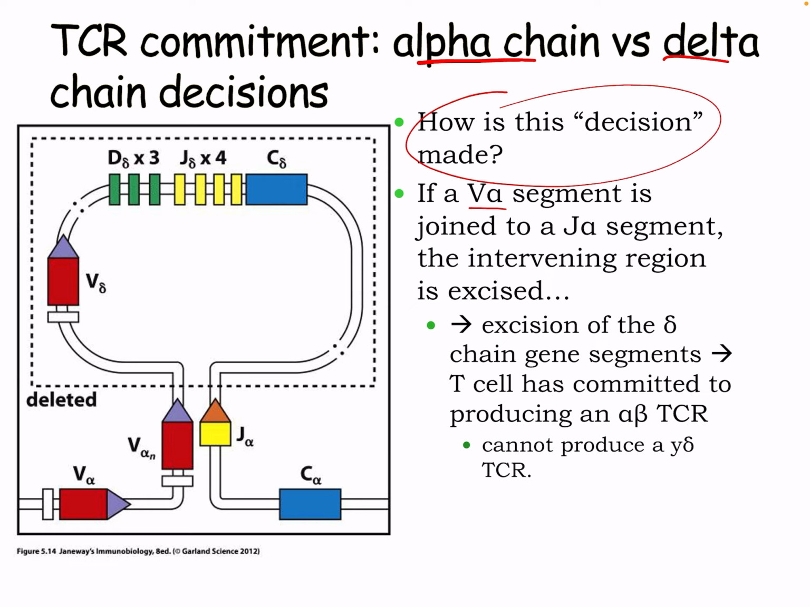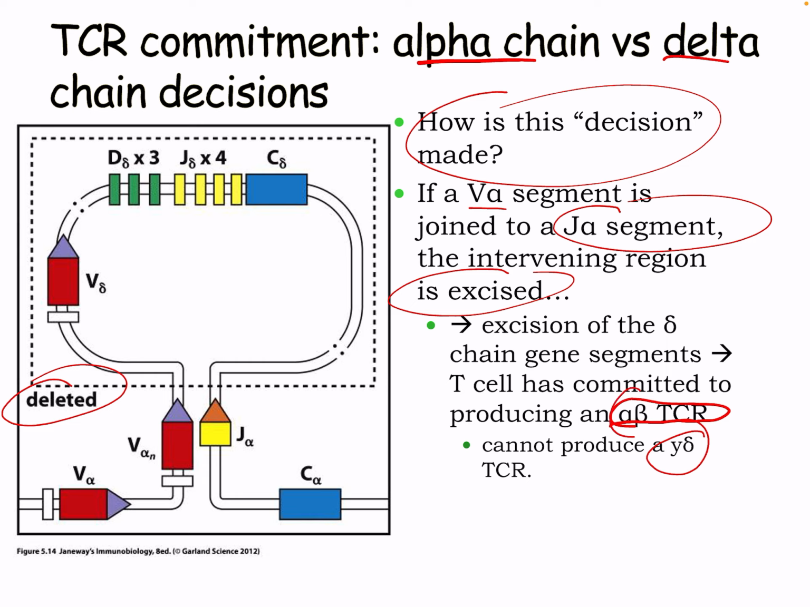If a variable alpha segment is joined by a J alpha segment, the intervening region is excised, as we can see here. The excision of the delta chain gene segments means the T cell has committed to producing an alpha beta T cell receptor and therefore cannot produce gamma delta. Once it's chosen, it cannot go back or change.